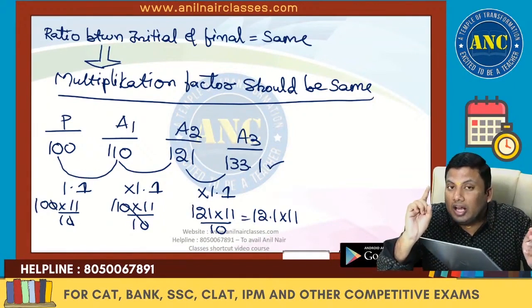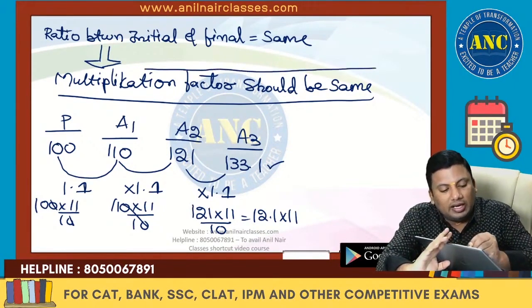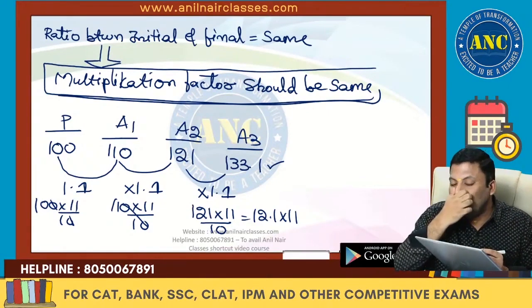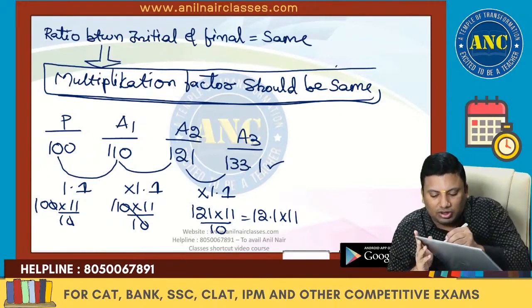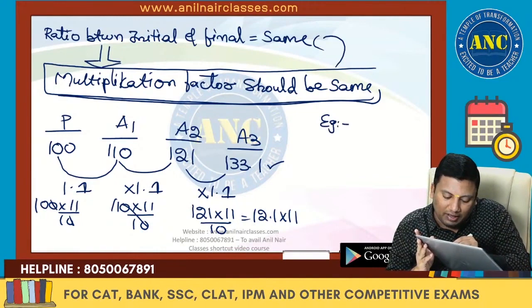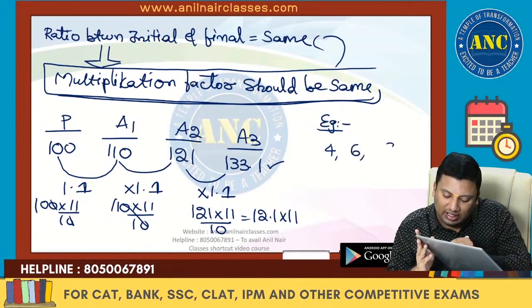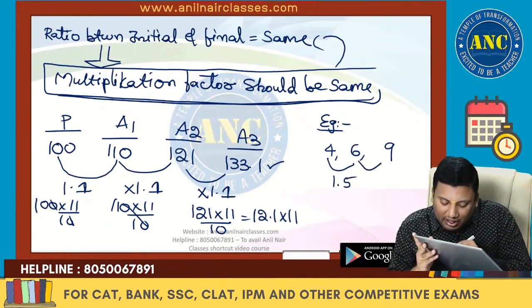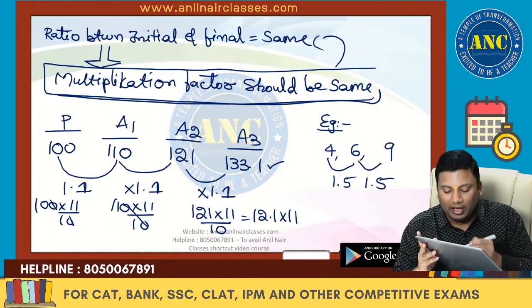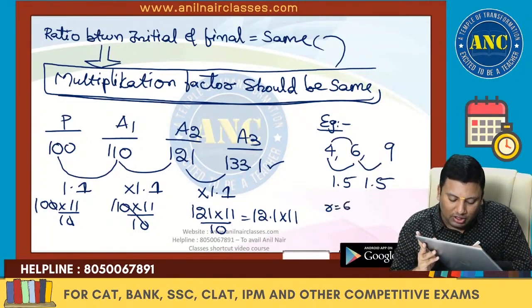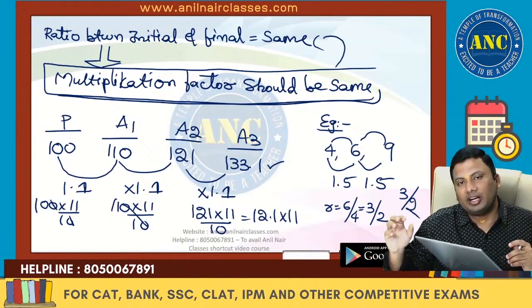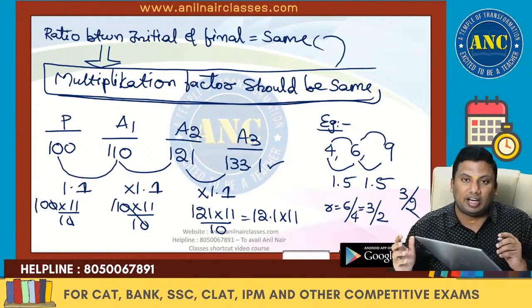That means in case of compound interest problems, the multiplication factor should be the same. See, these both are the same. Suppose I take an example of a GP series 4, 6 and 9. The multiplication factor is 1.5. Ratio if I take 6 by 4, which is nothing but 3:2. Here also it is nothing but 3:2. When I say the ratio is the same, that also means the multiplication factor should be the same.